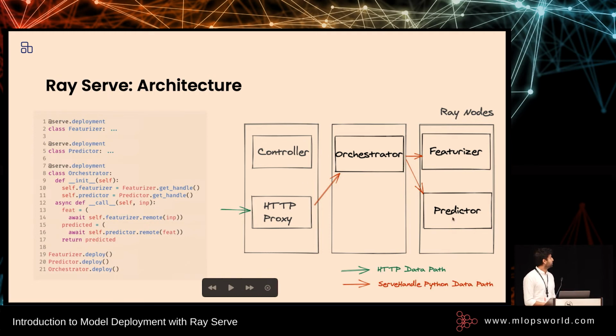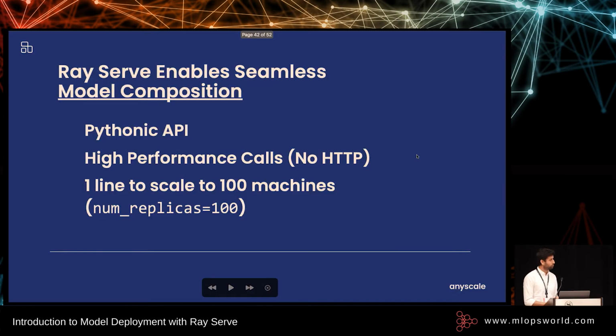And then these three deployments are just three boxes here. However, each one can be scaled individually and have multiple replicas, depending on which one is receiving more load. But here we just have one. And these arrows represent the calls in Python. So just a summary: the Pythonic API, high performance calls, gRPC, and one line to scale to however many machines, CPUs you want. We just saw that num_replicas parameter in the constructor. We'll see it again in the notebooks.